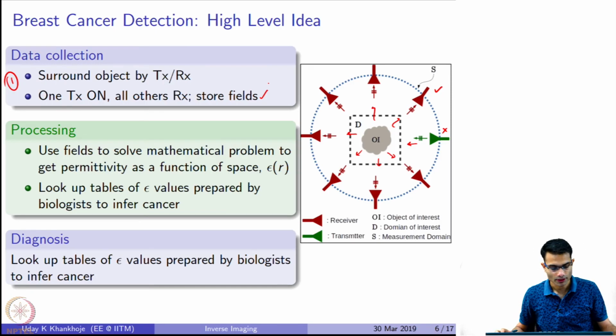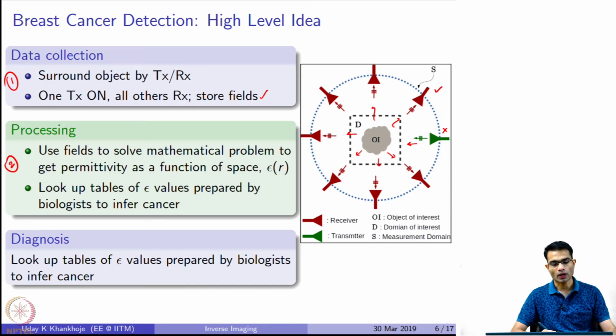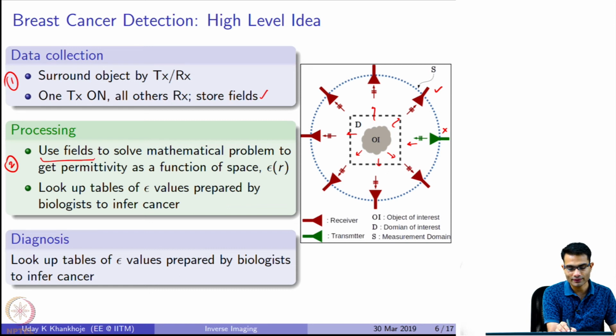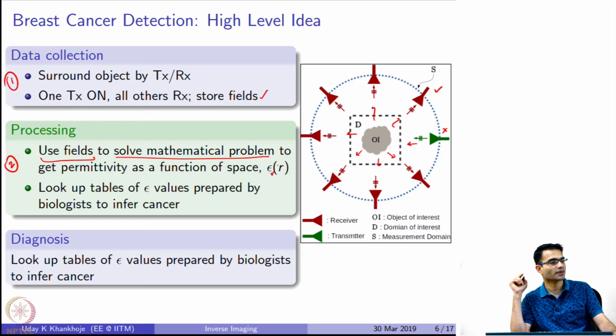And step 2 is where the real challenge is, right. I have to use these fields that I have collected and solve a mathematical problem. This mathematical problem is what is called an inverse problem, to get permittivity as a function of space, right. So, I want permittivity as a function of space.